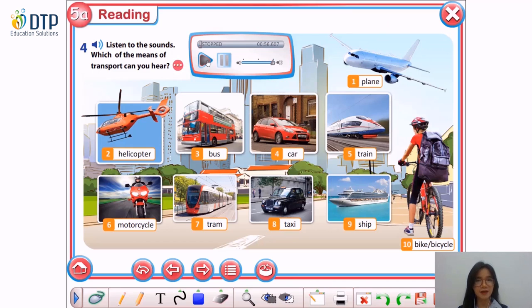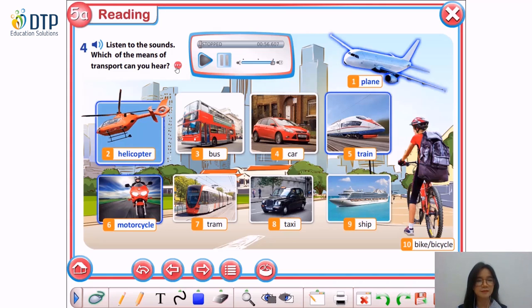Have you got the answers? Which means of transport did you hear? The first one is. How about the second one? The third one? And finally, the last means of transport is. Very good. Let's check your answers. Wow, you've got everything correct. Excellent, everyone. Now, how about starting the next exercise?